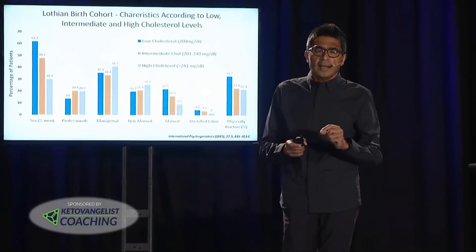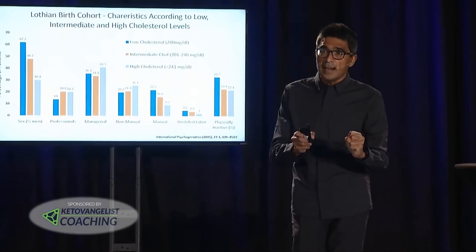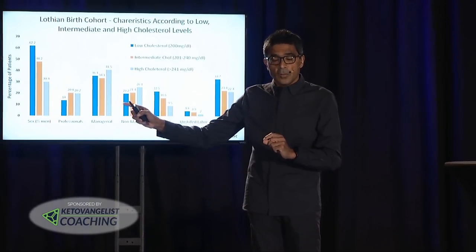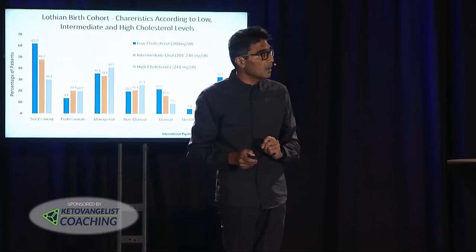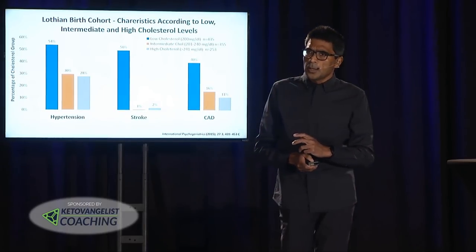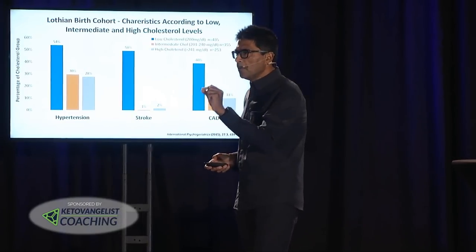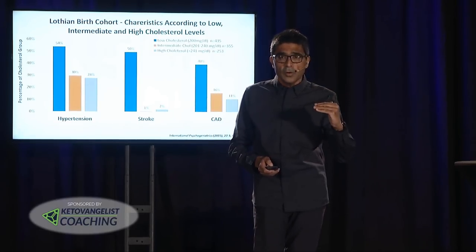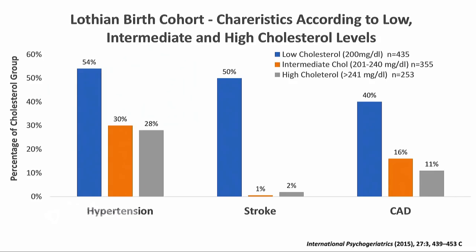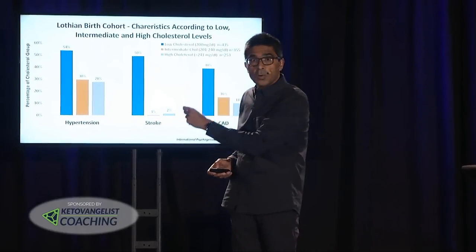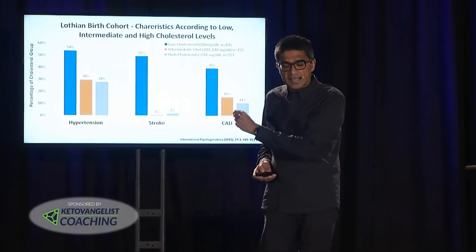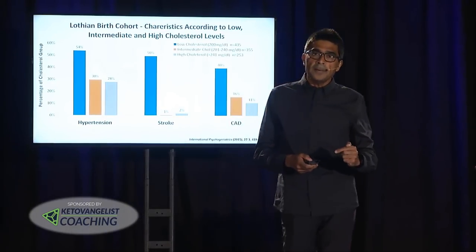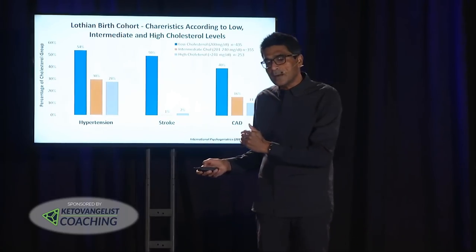What about physical activity? The people with the most robust physical activity had high cholesterol levels, as you can see in gray, whereas people with lower physical activity had lower cholesterol levels. Now, what about high blood pressure? It would surprise you to know that people with high cholesterol had a lower tendency to have high blood pressure, as you can see in the gray bars out there. What about strokes? People implicate high cholesterol as causing strokes, which is some of the most ludicrous things that I have heard. In this group, having high cholesterol was the lowest risk of having stroke, 2% versus 50%. What about heart disease? The people who had the highest cholesterol had the lowest incidence of heart disease.